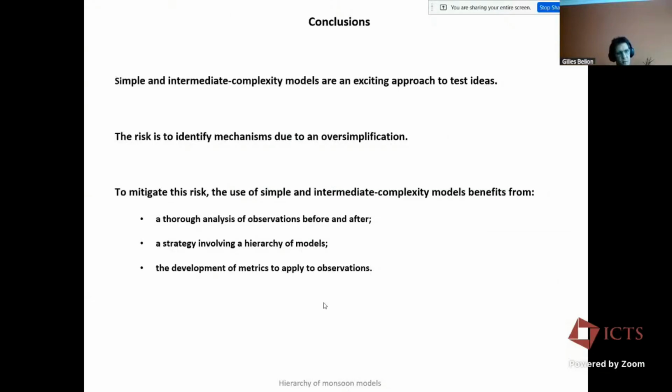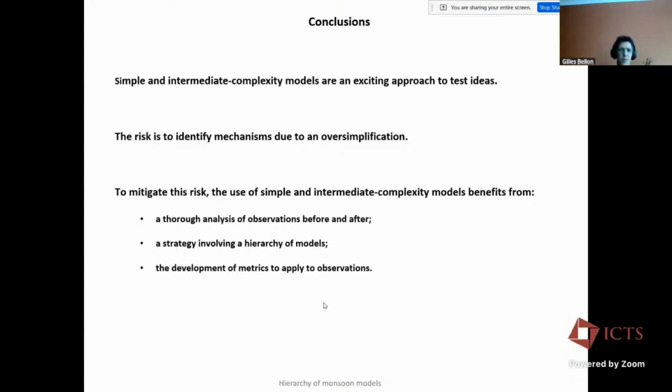So those simplified models, compared to state-of-the-art climate models, are a good opportunity to test ideas. The problem is that in some cases, like we've seen in the axisymmetric cases, some of the mechanism might be due to an oversimplification somewhere. So let's take the example of the Hadley circulation.